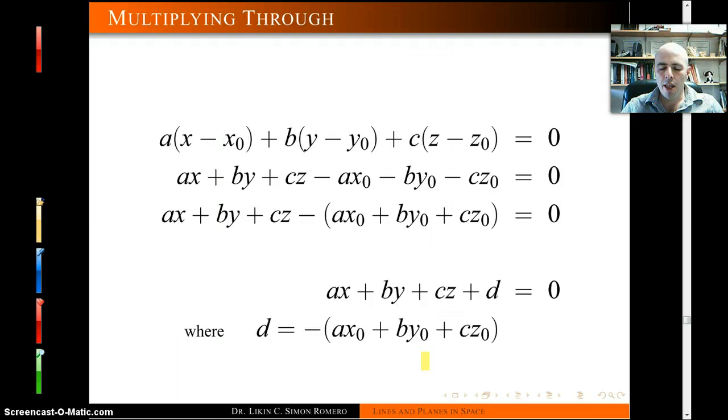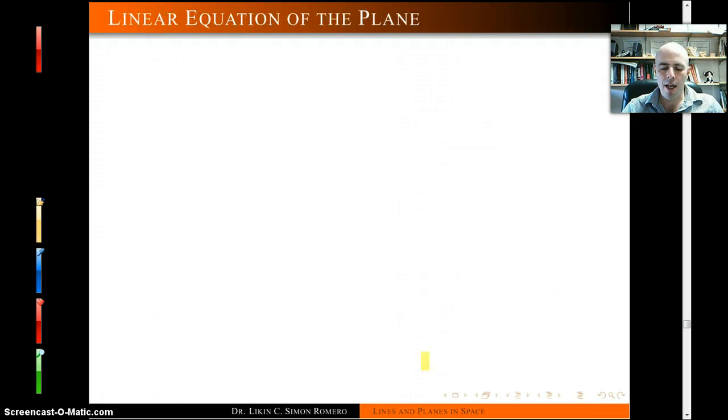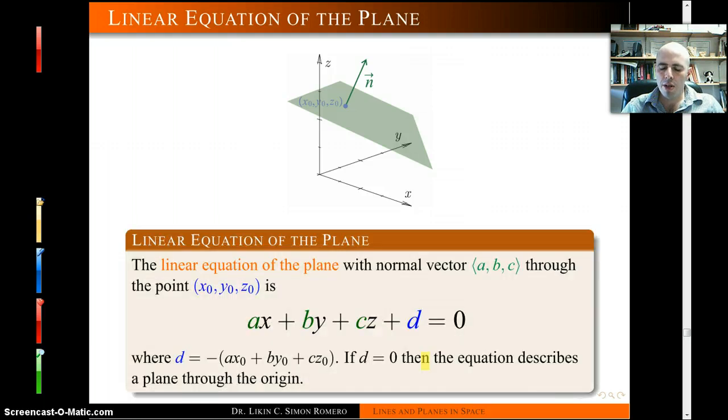If you multiply through, what you obtain is what we call the linear equation of the plane. So the linear equation of the plane with normal vector a, b, c through the point x0, y0, z0 is given by this, where d is just minus this thing over here. If d is equal to 0, then the equation describes a plane through the origin. Now this one is the way that we usually encounter planes, but it's not the easiest one to get. I suggest you get the scalar equation first, and then go to the linear equation.